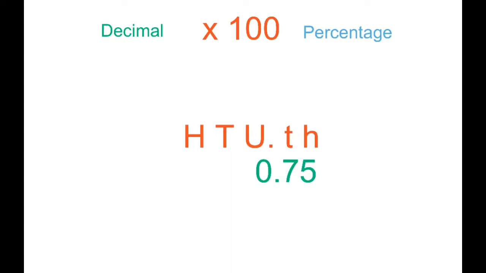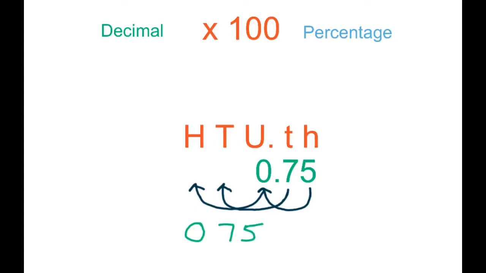Let's start with the 0. The 0 is going to jump 2 spaces up to the hundreds. The 7 is going to jump 2 spaces to the tens. And the 5 is going to jump 2 spaces to the units. So our final number becomes 0, 7, 5, or 75. Like so.